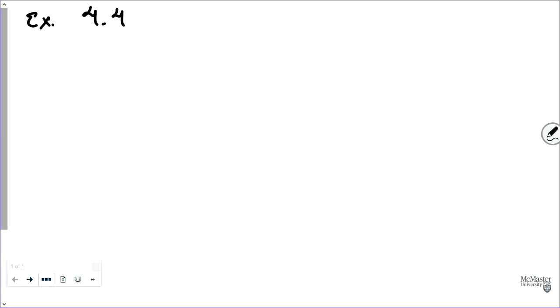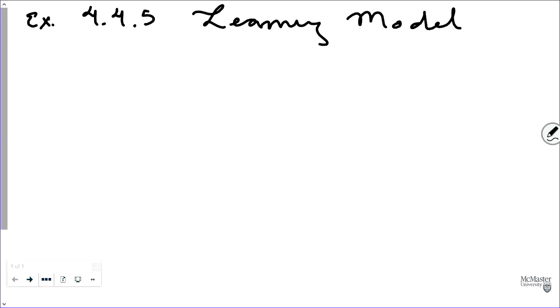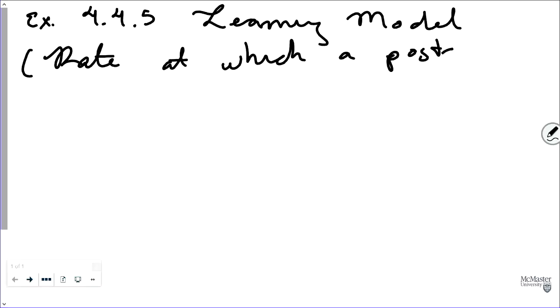So we'll have example 4.4.5, which is a specific application of this learning model where you have a problem with a clerk. You're trying to measure the rate at which a postal clerk can sort mail.